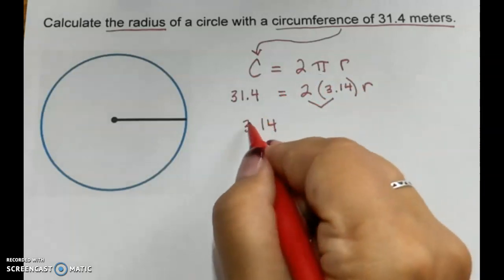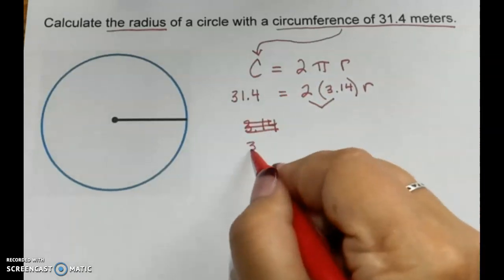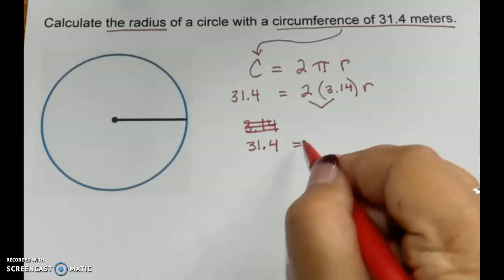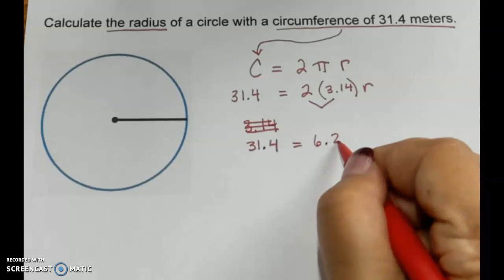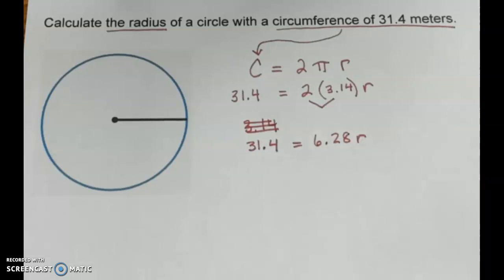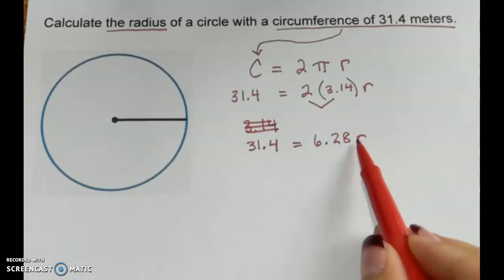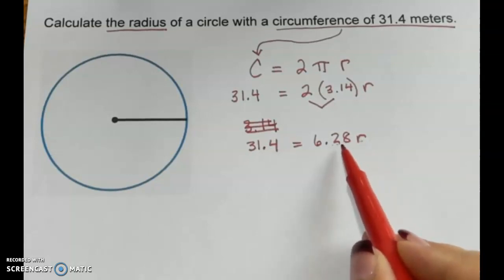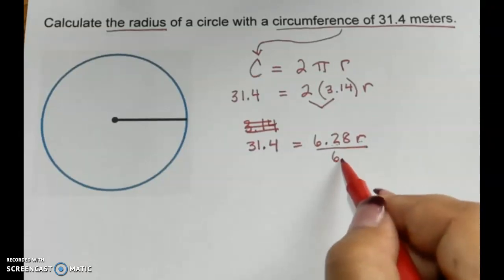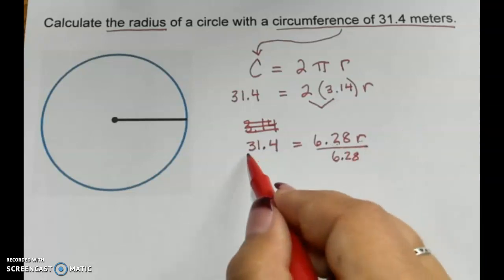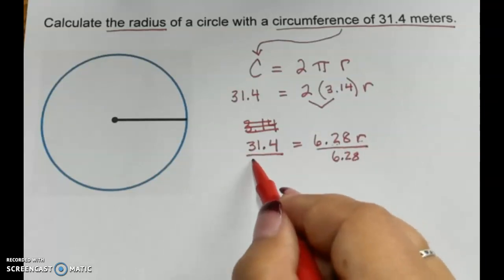Oops, looks like I made a mistake there. That should be 31.4. 2 times 3.14 is equal to 6.28 times our radius. Okay, now this problem's a little different. In order for us to figure out the value of the radius, these two values are being multiplied together, so we're going to have to use the inverse operation of dividing to isolate our variable. So I'm going to divide by whatever's hanging out with my variable, and if I do that on one side of my problem, I have to do the same thing on the other side.